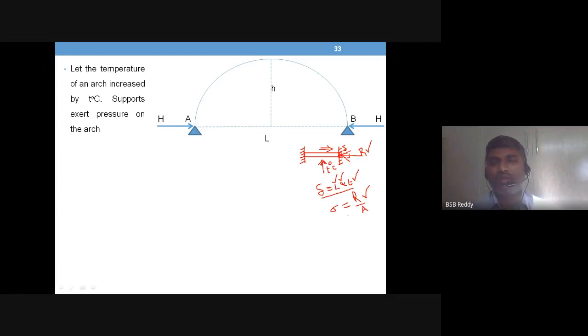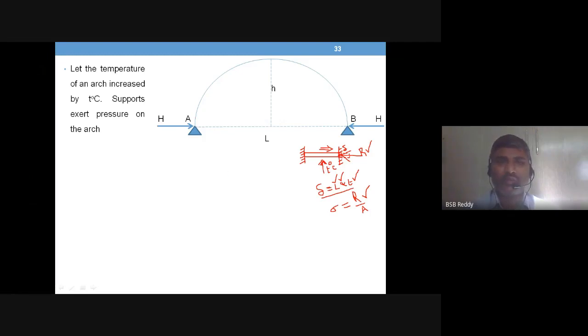So this is the very brief information related to temperature stresses, right? You go back to your temperature stresses chapter and recall fully what exactly you have studied. So this is what is required to understand this topic. Okay. So now we are talking about arches.